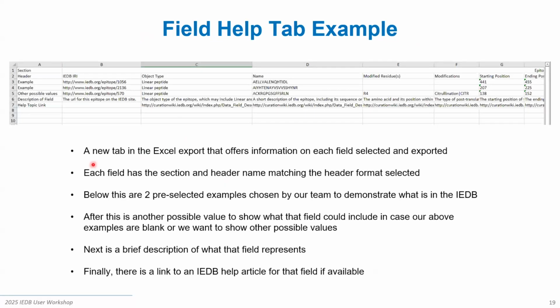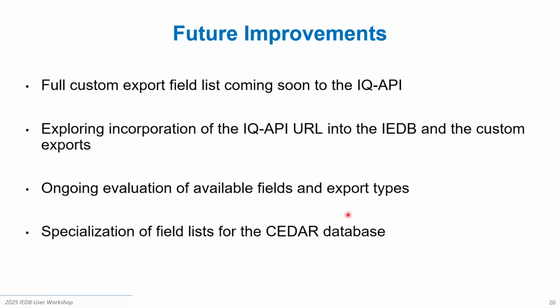This is in a new sheet where you can see all the data that you would need here for that particular export. Then also within the Excel export, we have this help tab, which goes over and shows each of the fields in that export and gives you a little bit more information, including some examples of what's in there and the description of the field, and then a link to a help topic if we have one within the IEDB database to give you a little bit more information again on that field and how it pertains to the IEDB.